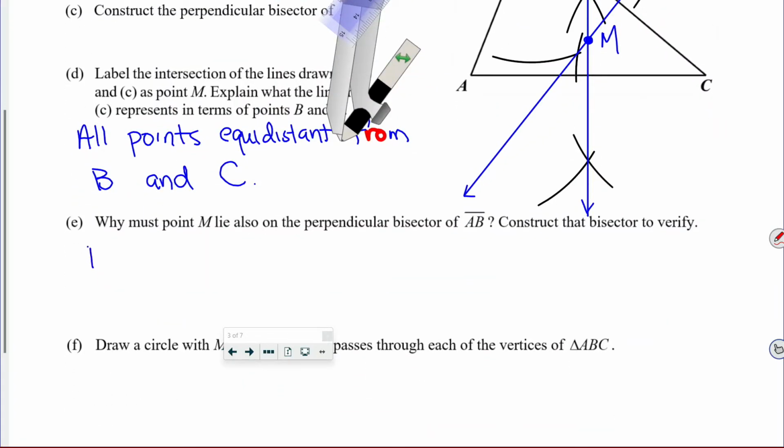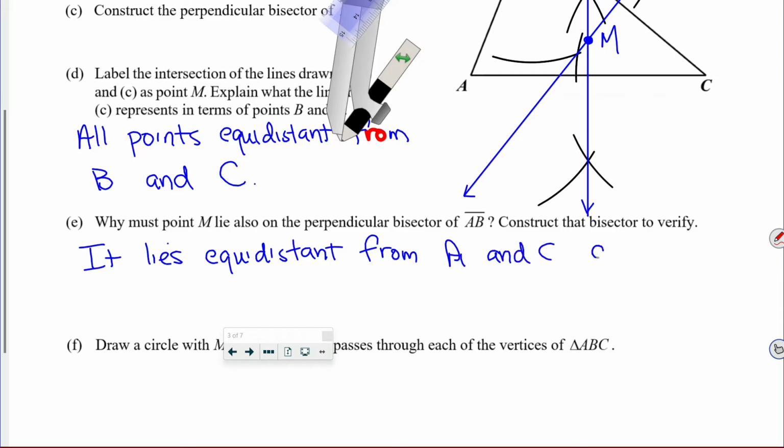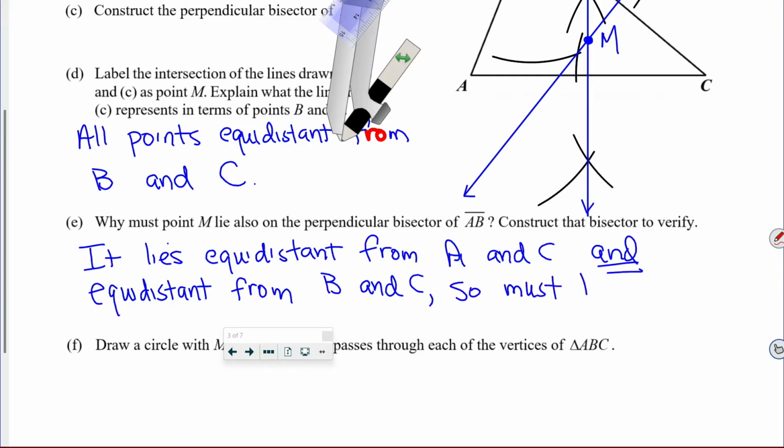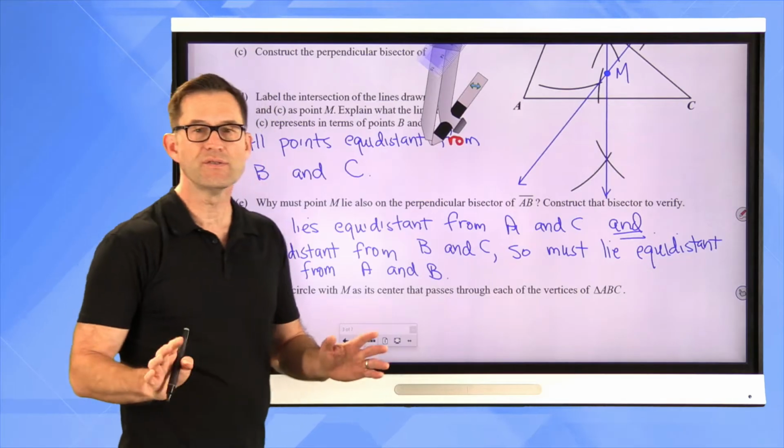So it lies equidistant from A and C and equidistant from B and C, so must lie equidistant from A and B.